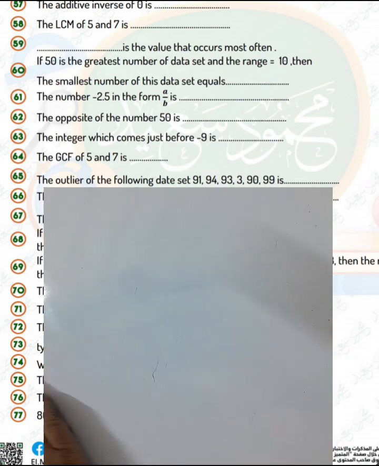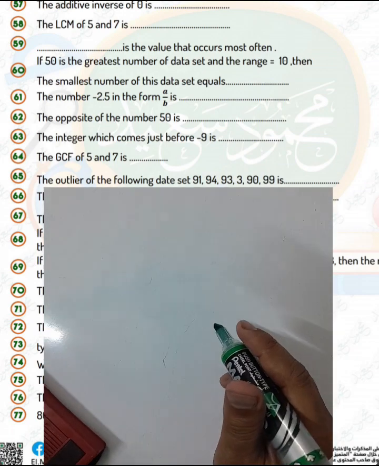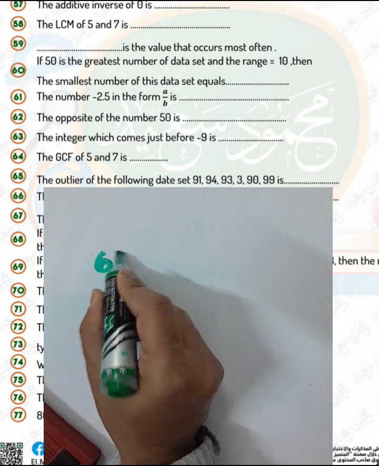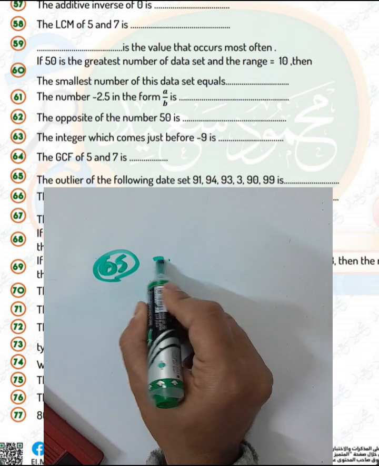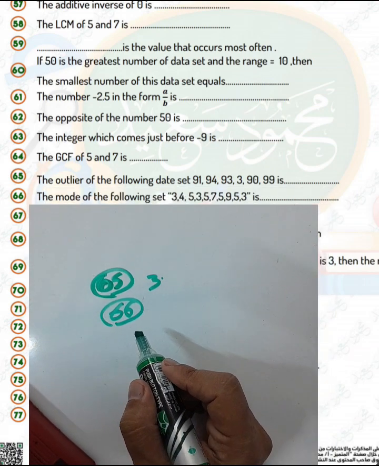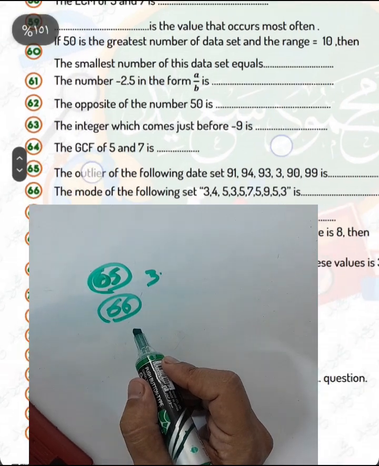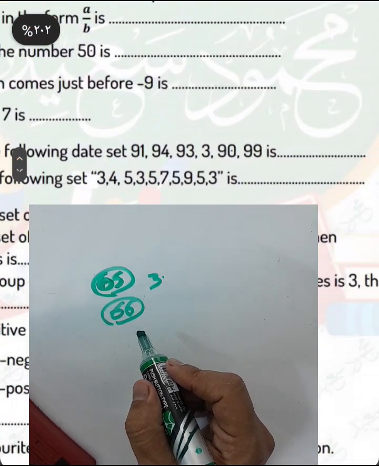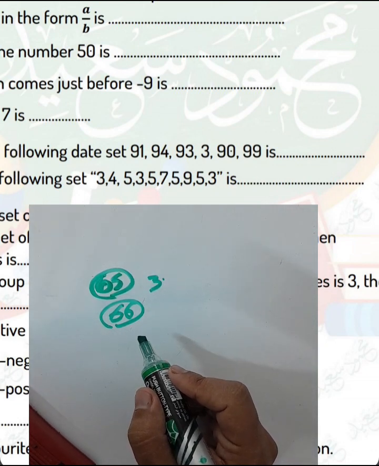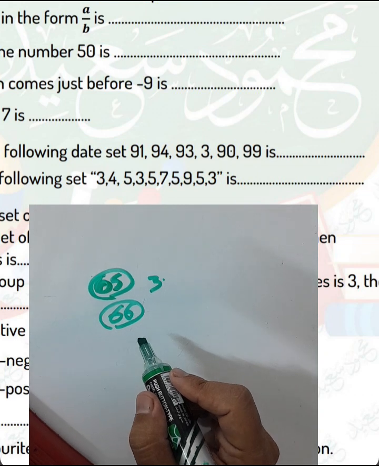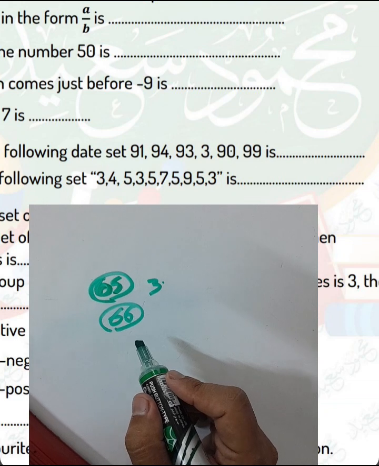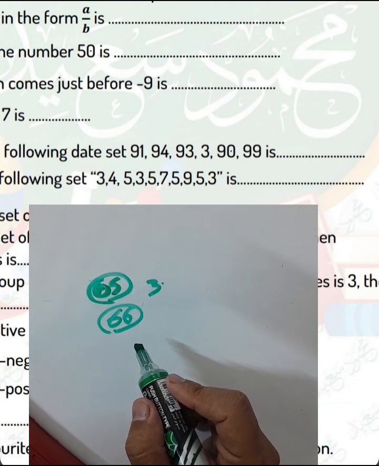Question 65: the outlier of these values here, 3 is the outlier. The outlier point here will be 3. Question 66: the mode of the values here, the mode which is the digit that occurs the most, meaning the most repeating. The most repeating here was what? 3 is repeating. About this question 66, 3 is the most repeating.